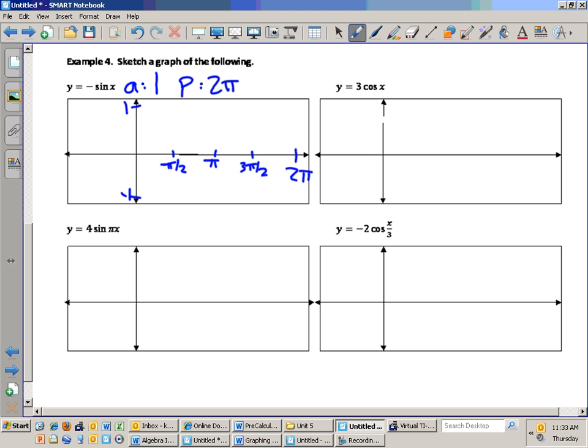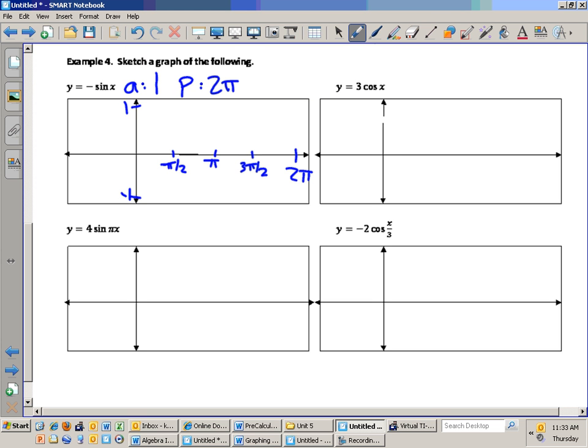So I've done my first half of my work. I've divided up the period appropriately. I have the max and the min. Now, the third step for these type of graphs is I need to be able to identify the starting point and the ending, or the direction.